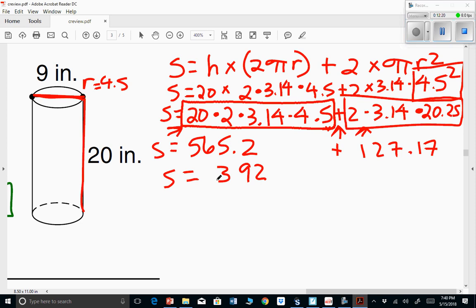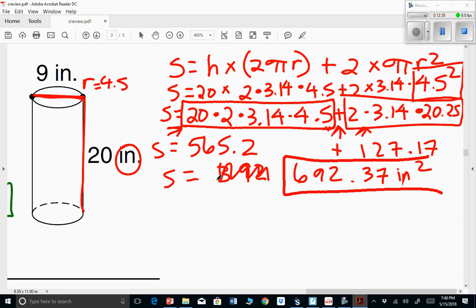692.37. Keep our inches, but it's surface area, so it's squared. A little bit complicated, but when there's a formula, you just have to plug everything in and simplify.